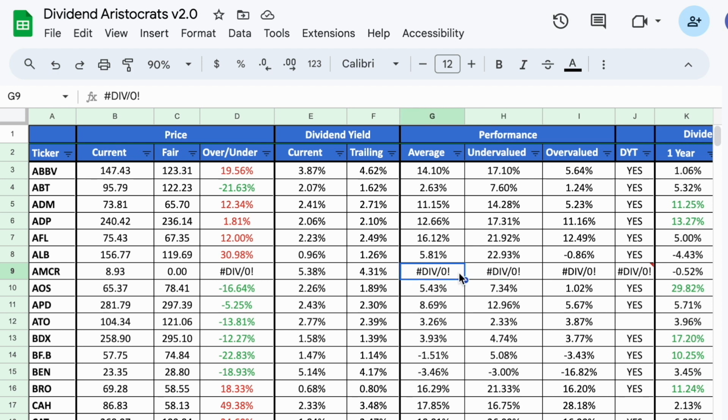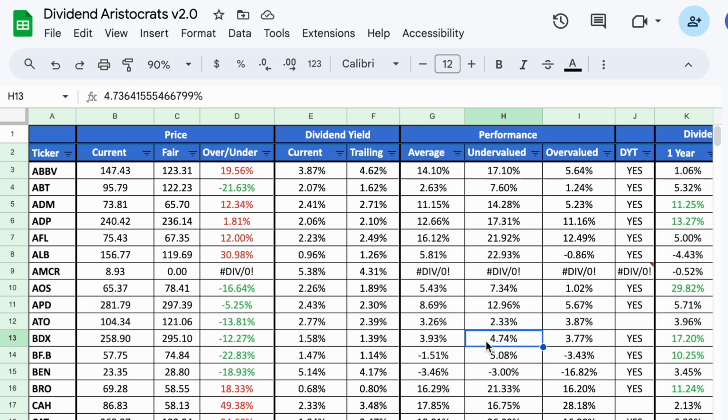Amcor, as I already stated, doesn't have a long enough history to run this analysis. A.O. Smith came out favorably with a return of 7.34% while undervalued, compared to 5.43% overall. Air Products and Chemicals passes as well, with a return of 12.96% while undervalued, compared to 8.69% overall. Atmos Energy is the first aristocrat to fail the test. Its return while undervalued was 2.33%, compared to 3.26% overall.